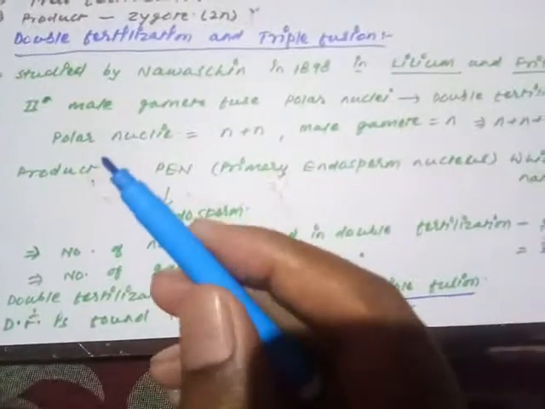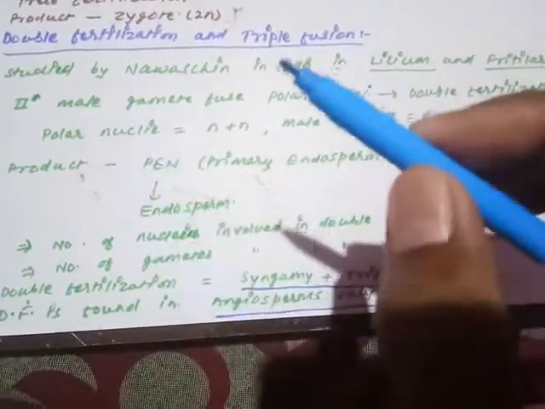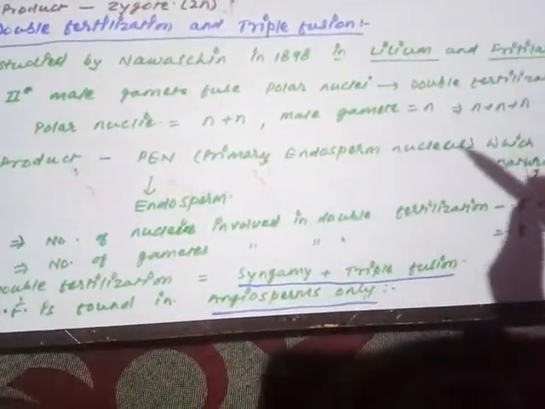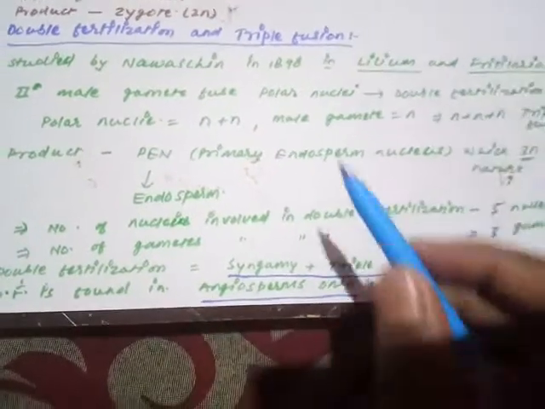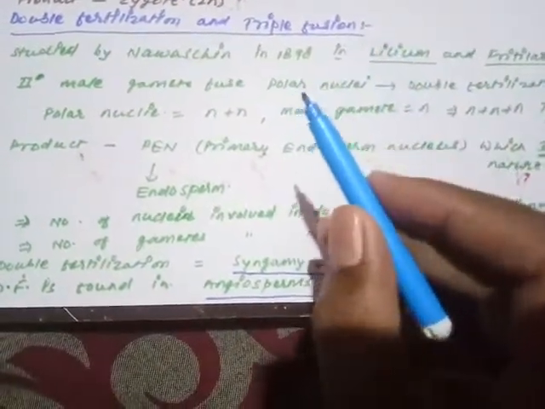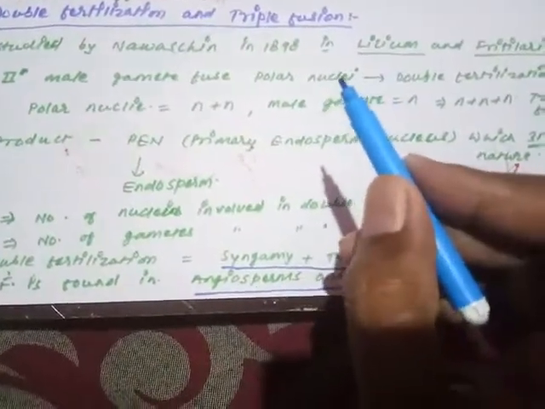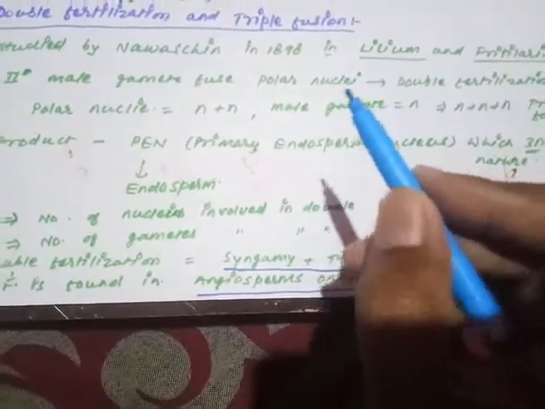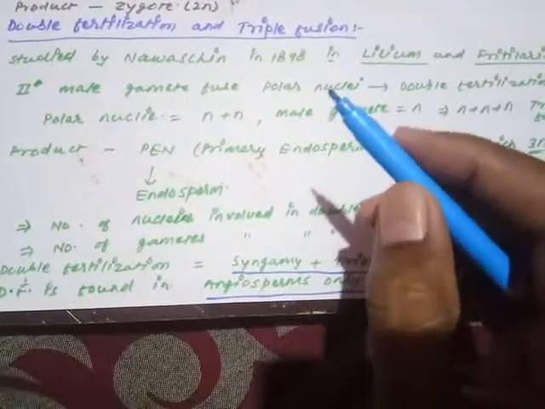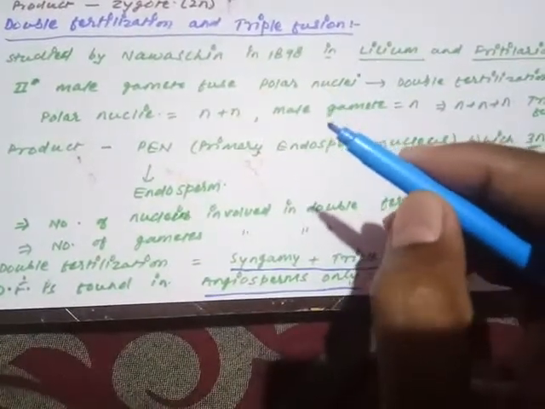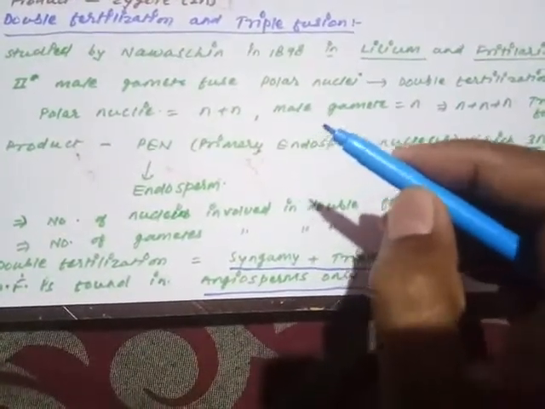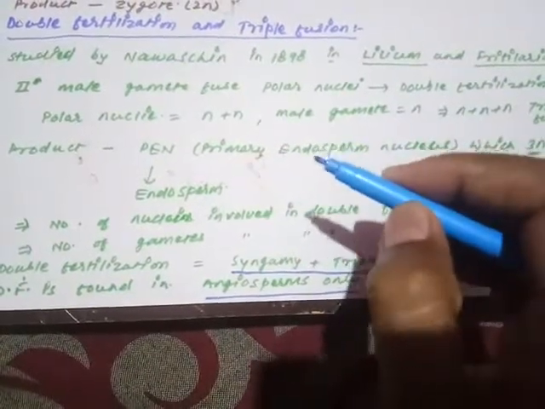What happened in double fertilization? Two male gametes were produced. The first male gamete fused with the female gamete and produced the zygote, that is the first fertilization. The second male gamete, which remains unused till now, is going to join the polar nuclei or the dikaryon.